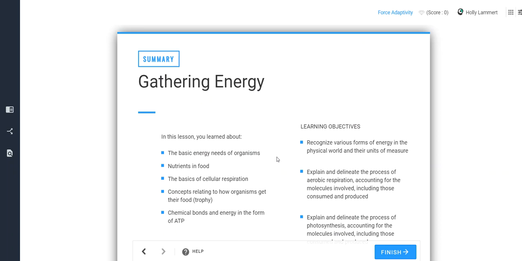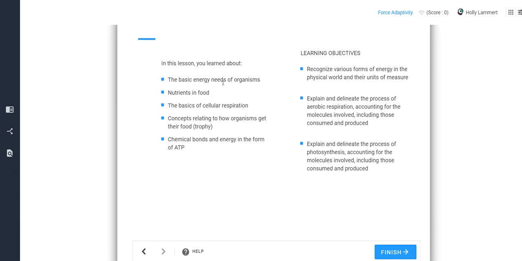All right, and that's the summary of the lesson. We learned the basic energy needs of organisms, nutrients in foods, basics of cellular respiration, concepts relating to how organisms get their food, chemical bonds, and energy in the form of ATP.